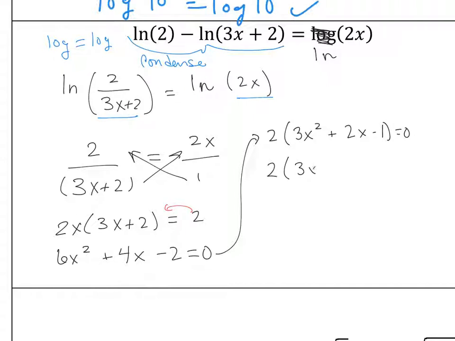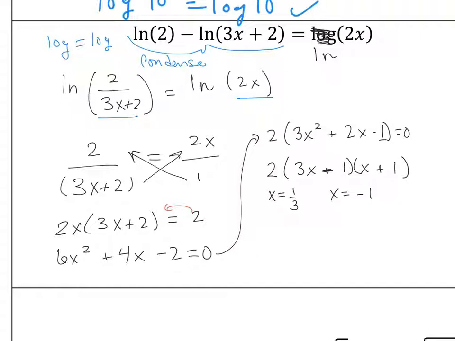Continue to factor. That first term is prime, so the first term must be 3x and x. The only choice I have for my last term with 1 is a 1 and a 1. But since I want that to be a positive 2, I need to put a positive here. And I'm going to have to go ahead and subtract and make that a negative. So the answers that I have here are x is equal to 1/3 and x is equal to -1.